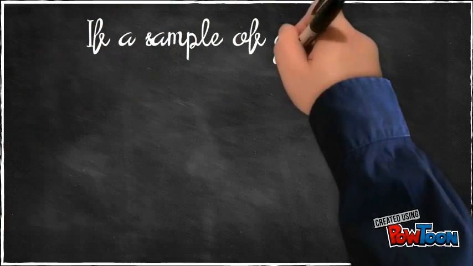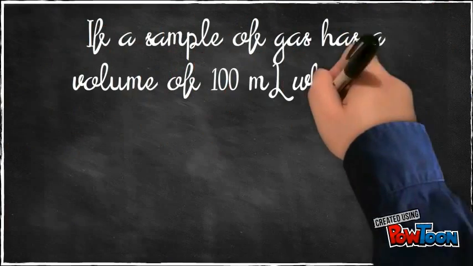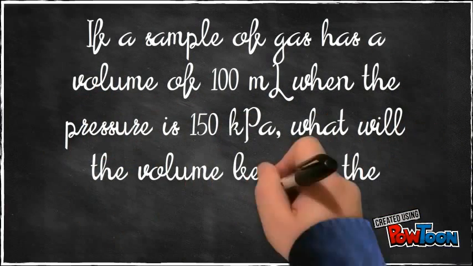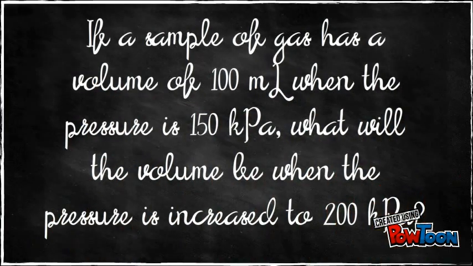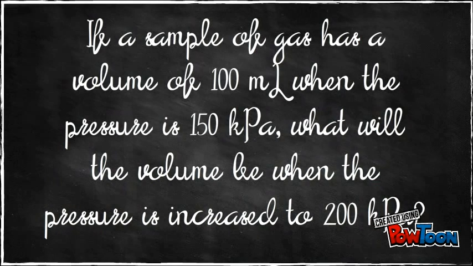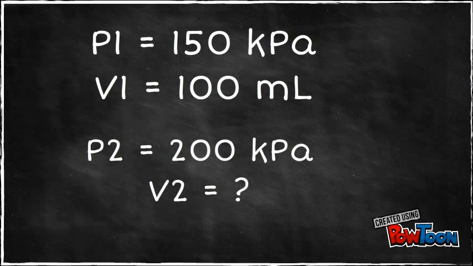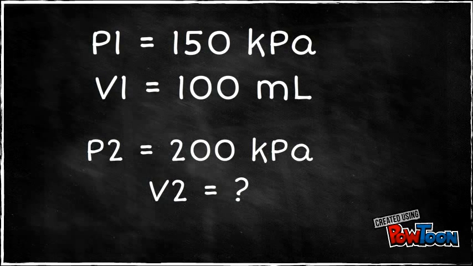For example, if a sample of gas has a volume of 100 milliliters when the pressure is 150 kilopascals, what will the volume be when the pressure is increased to 200 kilopascals? P sub 1 equals 150 kilopascals. V sub 1 equals 100 milliliters. P sub 2 equals 200 kilopascals. V sub 2 is unknown.